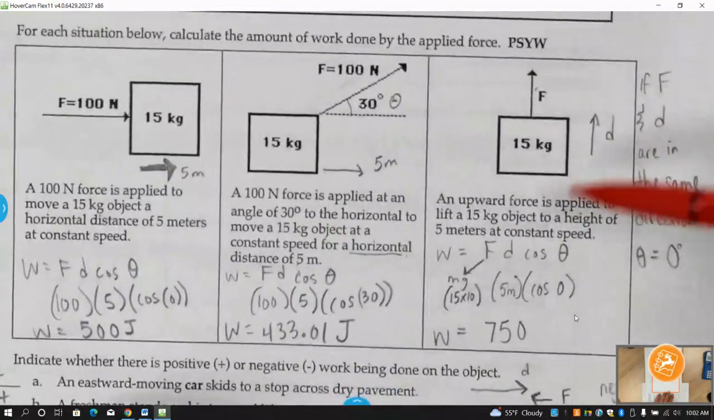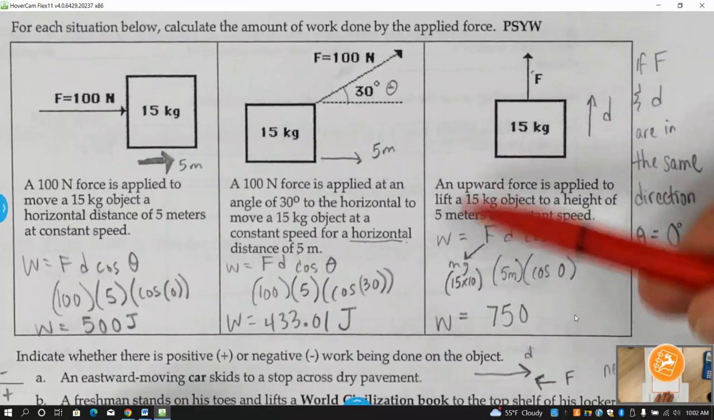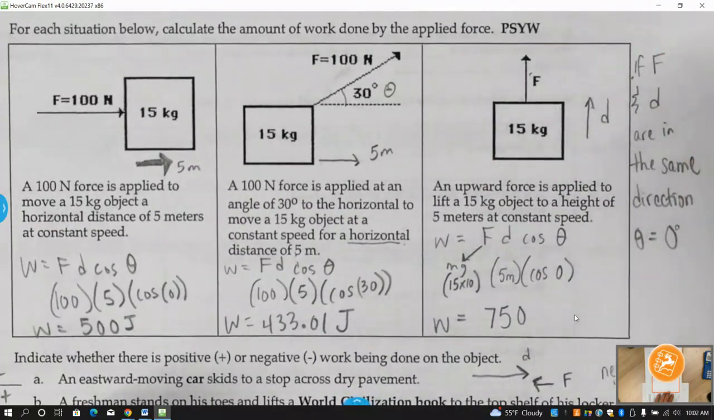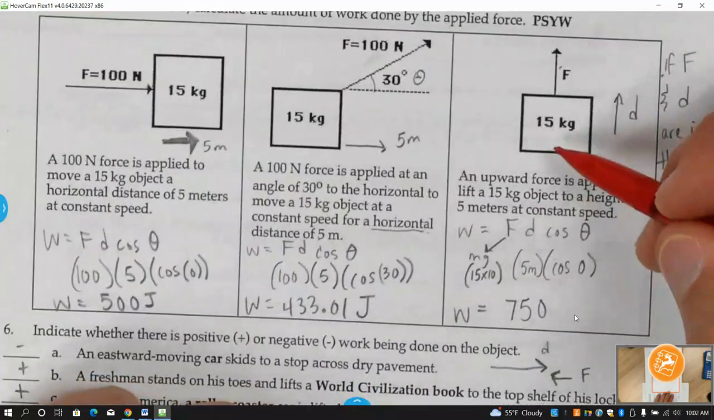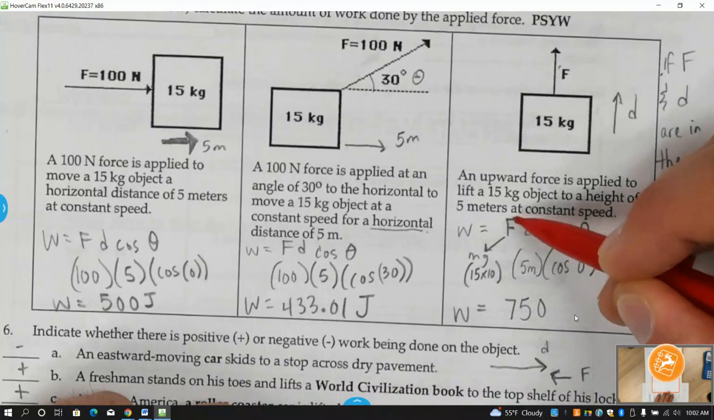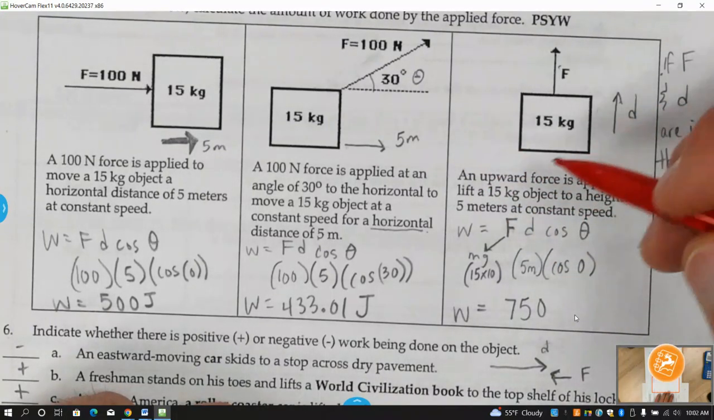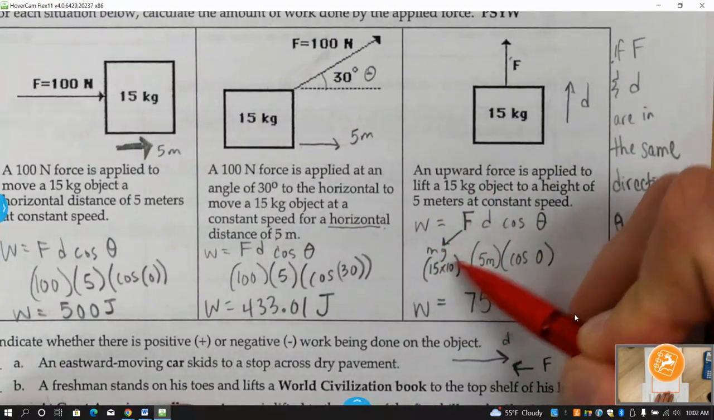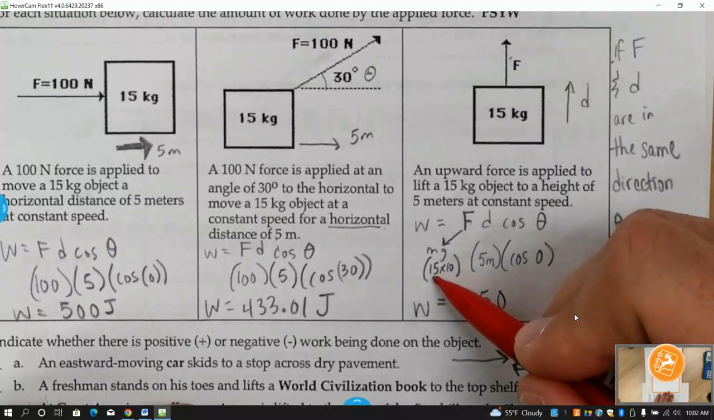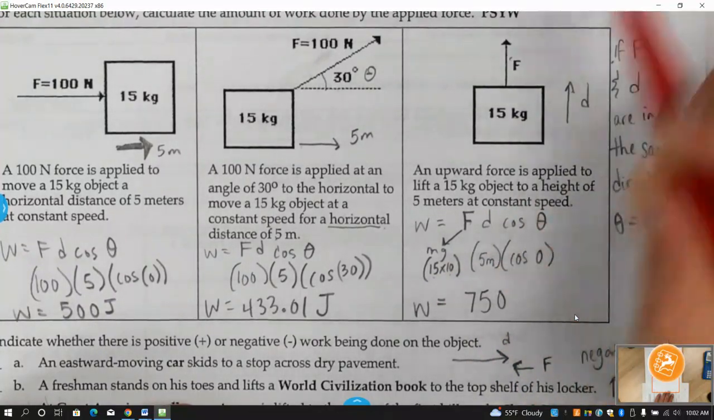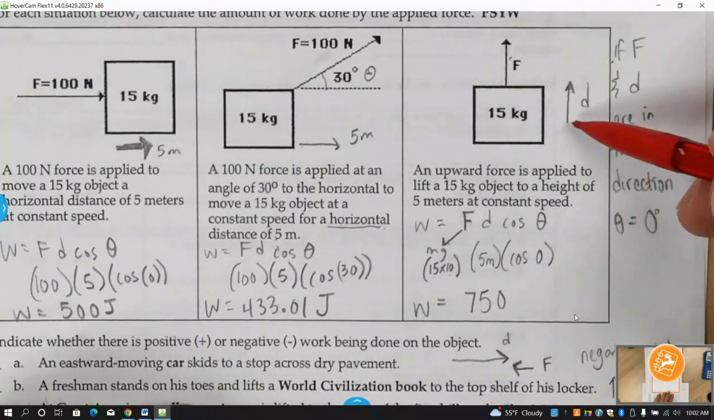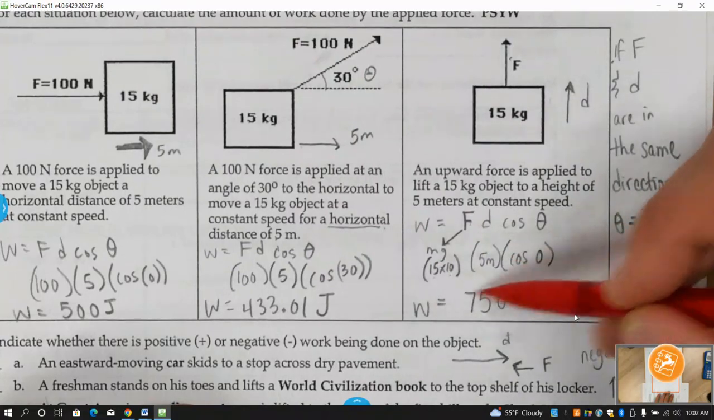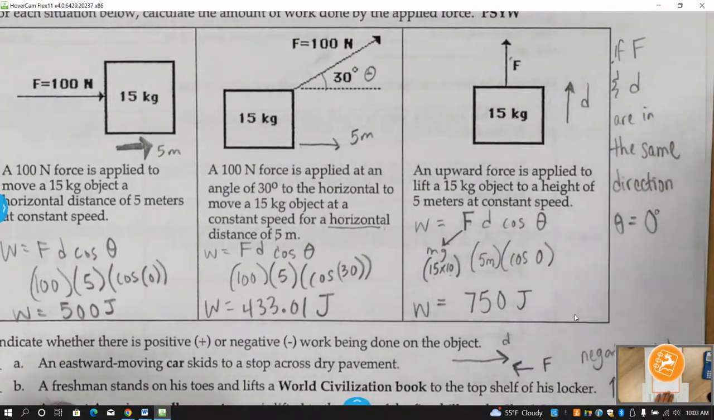And then this one here, an upward force is applied to lift a 15 kilogram object upwards to a height of 5 meters at a constant speed. So constant speed, great. Which means the pull force has got to be equal to the weight. And that is why we're not given 100 newtons or anything like that here. We're given just the mass. So to find the force at which you're pulling, you need to do mass times gravity. Now, we're using 10 for our calculations because it comes out nicer. Mass times gravity times the distance of 5 meters. And again, they didn't give us an angle, and we're lifting upward, and it moves upward, so the angle is zero. So it's 150 times 5, and it comes out to be 750 joules worth of work.